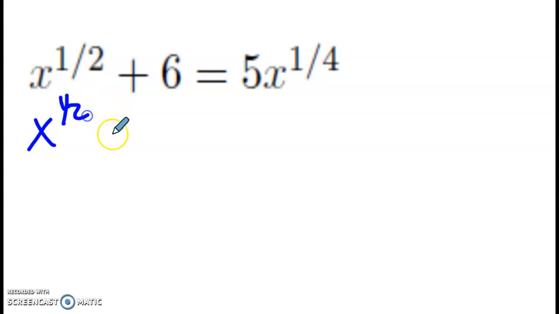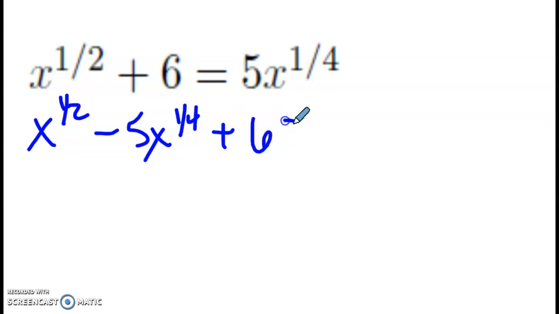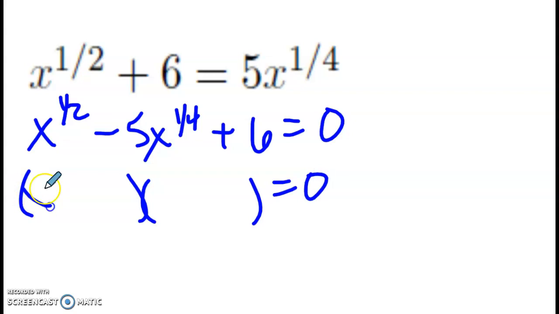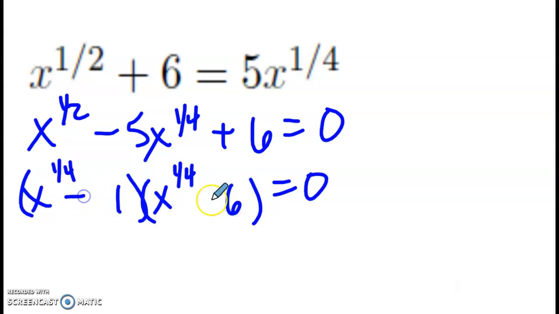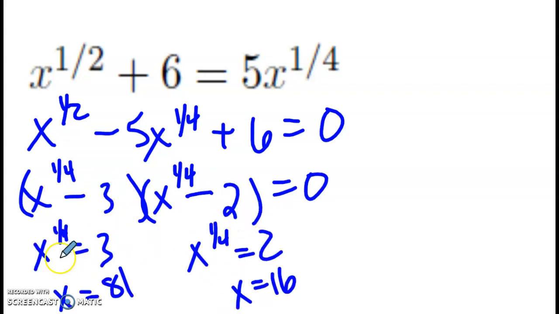Same thing here. I just need to bring this over to the other side, so I have it equal to 0. 1/4 squared is 1/2. So I would solve this one as well as a quadratic. Okay, x to the 1/4 times x to the 1/4 is x to the 1/2. I think I'll do a negative 1 minus 6. That's not going to work, is it? So it was 3 and 2. x to the 1/4 minus 3 equals 0. So x to the 1/4 equals 3. Raise both sides to the 4th, etc.